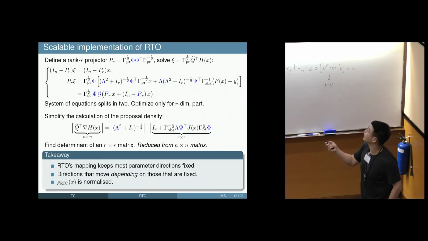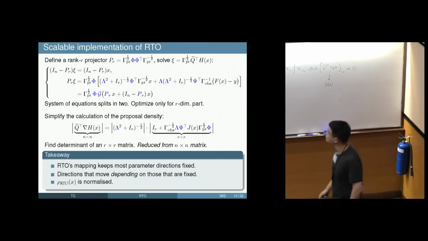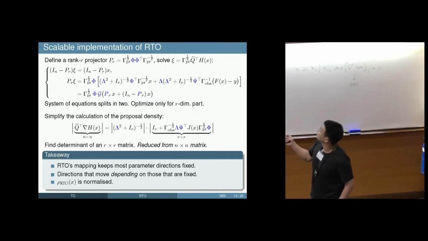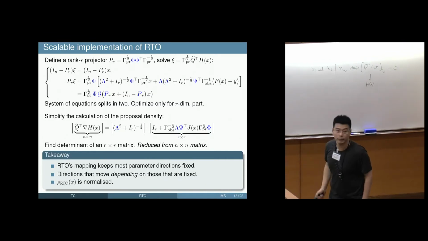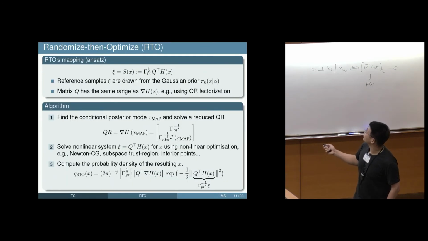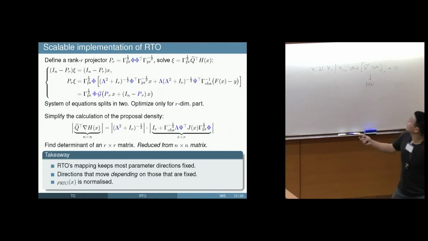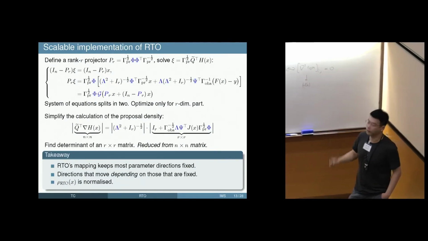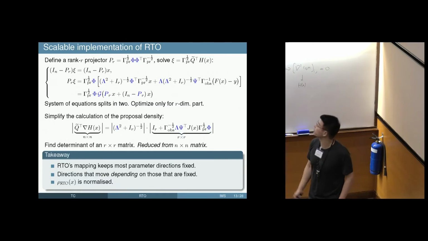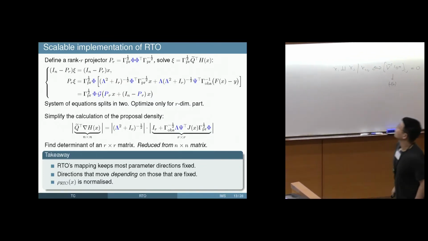So now solving this nonlinear equation becomes scalable, linear in the dimensional parameters. Another benefit is that computing this determinant, which happens when evaluating the density of the RTO sample, has a low rank form. The original determinant of an n by n system now becomes a determinant of an R by R matrix. So this part becomes scalable as well, in the computational sense. Okay, so that's all good.